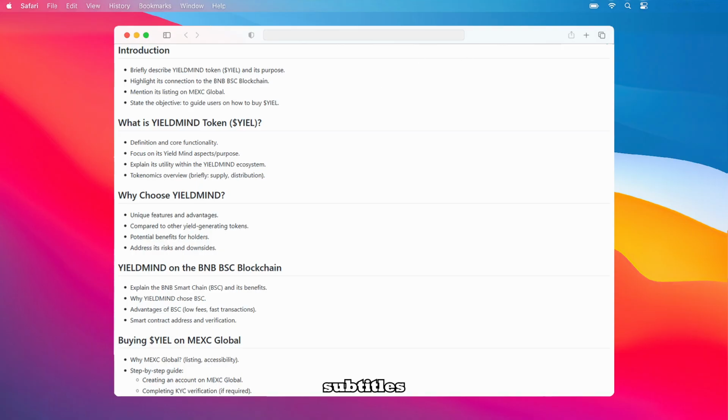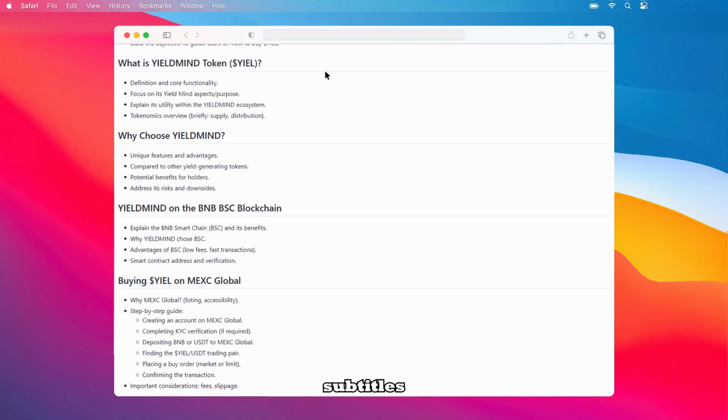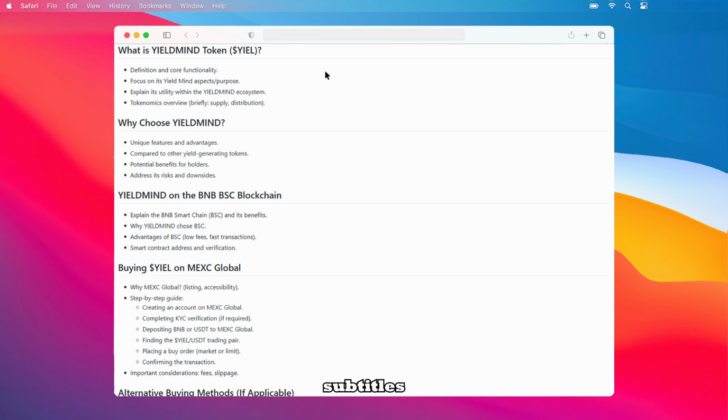What exactly is the YIELDMIND token? It's defined by its core functionality, particularly its focus on yield generation within the YIELDMIND ecosystem. It's crucial to understand its utility, and a quick overview of its tokenomics, including supply and distribution, helps to paint the picture.